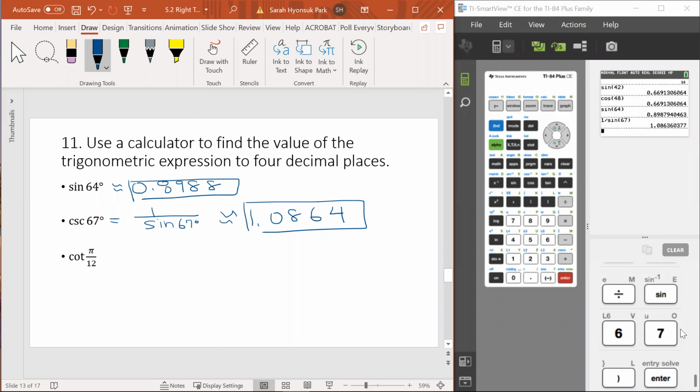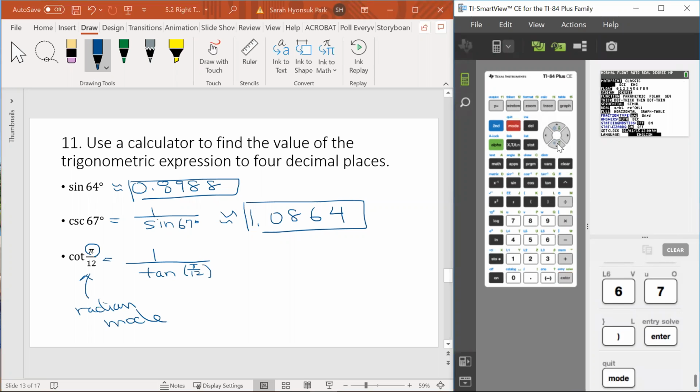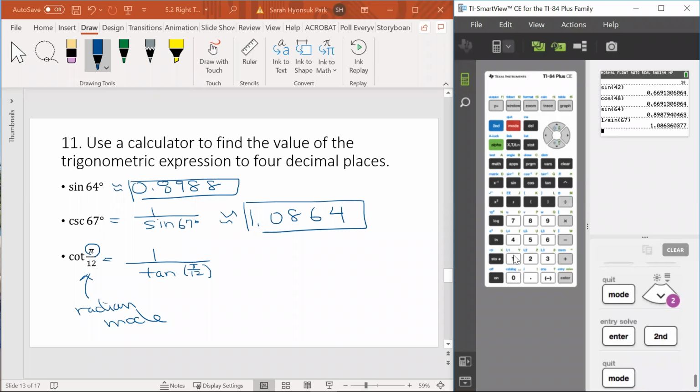And cotangent, that's a reciprocal identity. We don't have that on the calculator, so you have to know or remember that that's equivalent to 1 over tangent of pi over 12. And because we're dealing with pi, make sure for this you change it into radian mode. That's very important because if you're in degree mode, it's not going to give you the right answer. So go to mode, and we go to radians and quit out. So we have now 1 over tangent pi over 12. We get 3.7321.